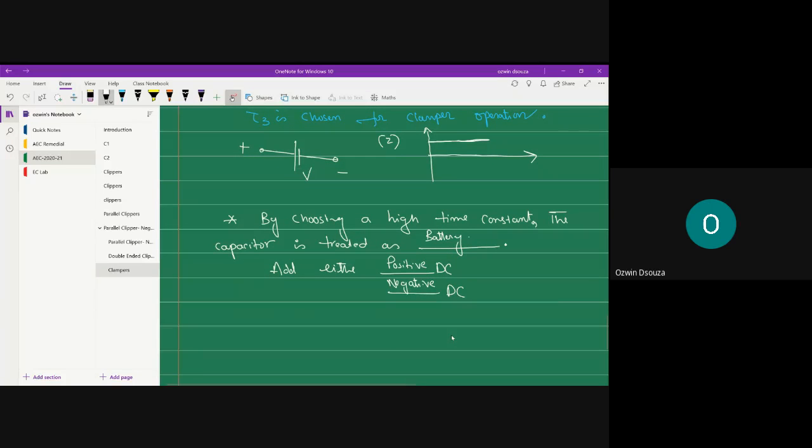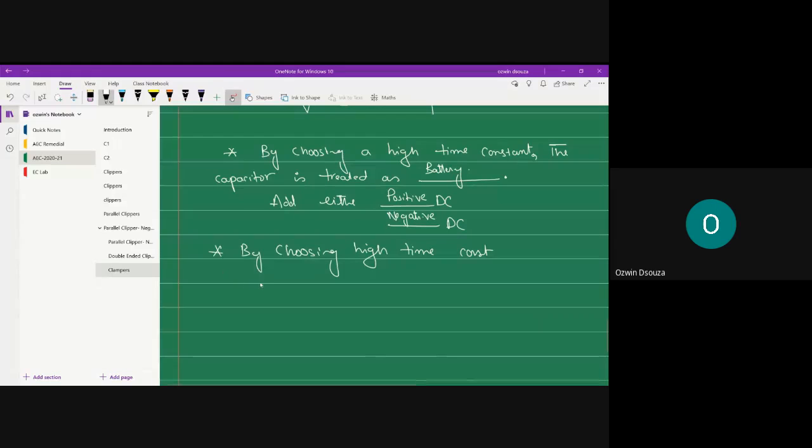Whatever capacitor you are going to use in your clamper circuit is regarded as a battery in our analysis part. That is possible by choosing a high time constant. Now let me come to the statement of the rule of thumb.